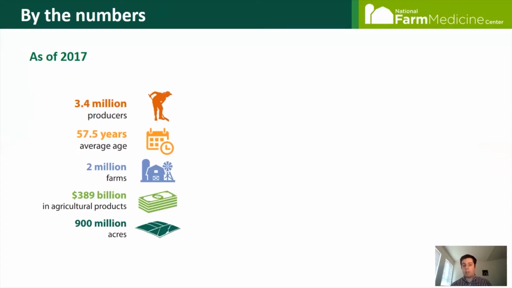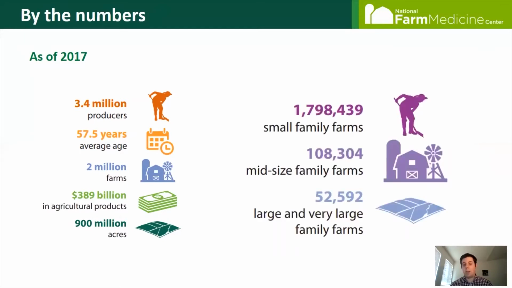And most of these farms are family farms. There's about 1.8 million small family farms in the US. There's over 100,000 medium-sized, and then another 50,000 large family farms. And these are farms that don't have hundreds of employees. It's mostly just the family and maybe another handful of employees. And so they don't have the resources to ensure that they have every single safety precaution followed. But we want to make sure that we can keep them as safe as possible while also keeping them as productive as possible.